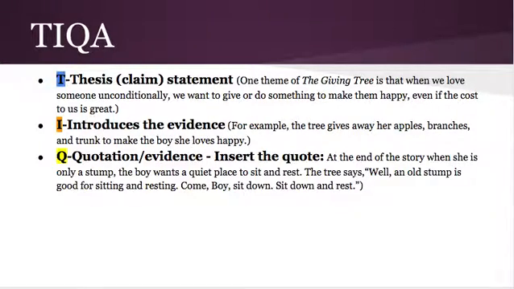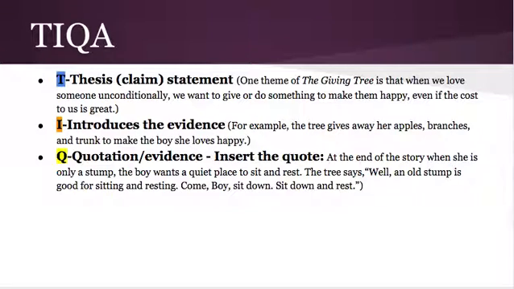So now we get to the quote. The Q is for quote, quotation or evidence. So I wrote: at the end of the story, when she is only a stump, the boy wants a quiet place to sit and rest. The tree says, "Well, an old stump is good for sitting and resting. Come, boy, sit down and rest." So that is my quote. Now, in TIQA paragraphs, you only get one quote, and it has to be short. So we can't use multiple pieces of evidence. We only get one shot at this, so you want to make sure it's a really good quote.